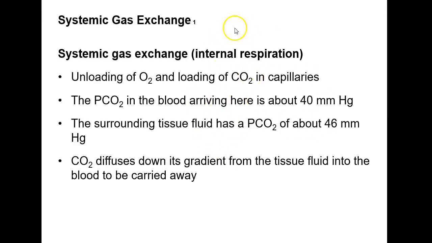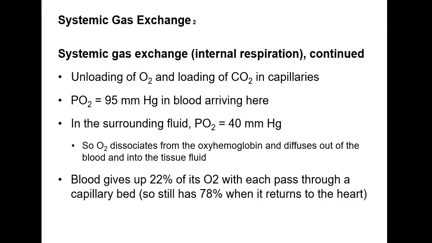So now let's look at internal respiration. This is where we see gas exchange between the blood capillaries and the tissues of the body. So this is where we're going to be unloading oxygen from the blood into the tissues, and we're going to be loading that carbon dioxide that's being produced by the tissues back into the blood. So we know that carbon dioxide levels that are arriving at the tissues in the blood are about 40, whereas the carbon dioxide levels in the tissues are about 46. So you can see that those carbon dioxide molecules want to diffuse from the tissues into the blood capillaries down that gradient from high to low. And that carbon dioxide will then be transported back towards the lungs.